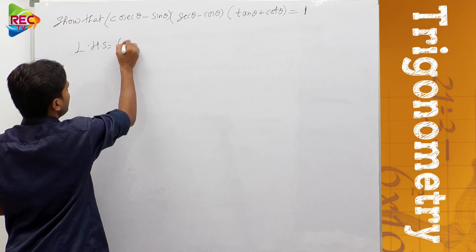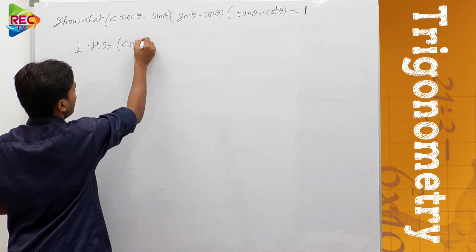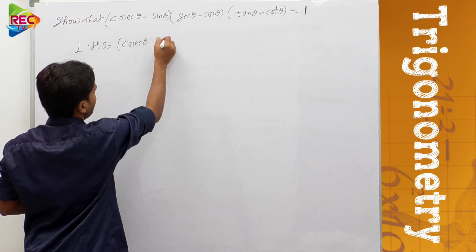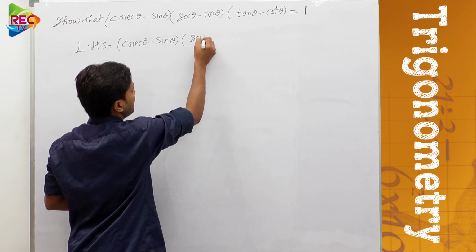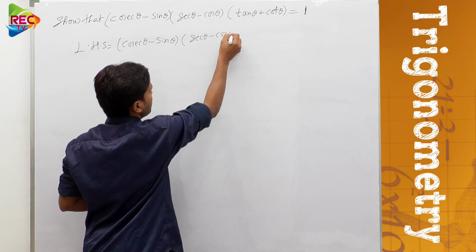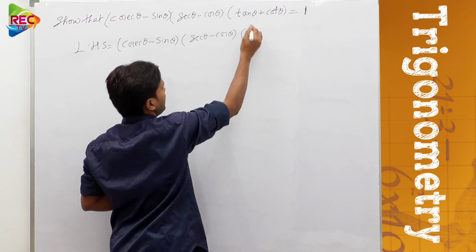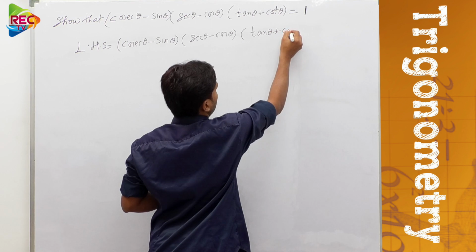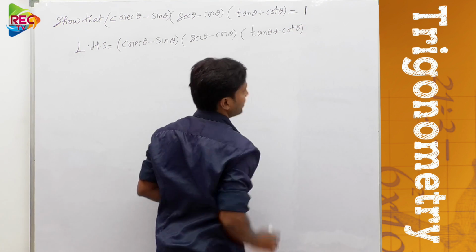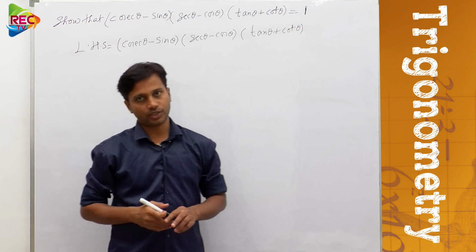As we have written, LHS equals cosecant theta minus sin theta, into secant theta minus cos theta, into tan theta plus cot theta. This is the LHS we took.